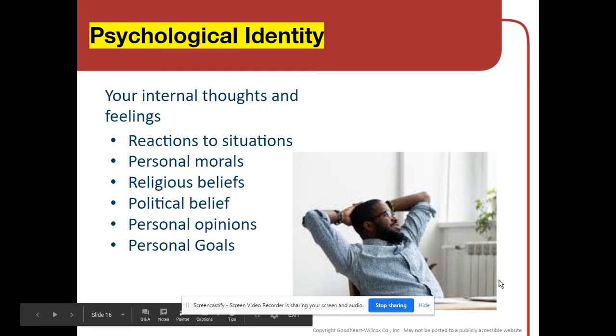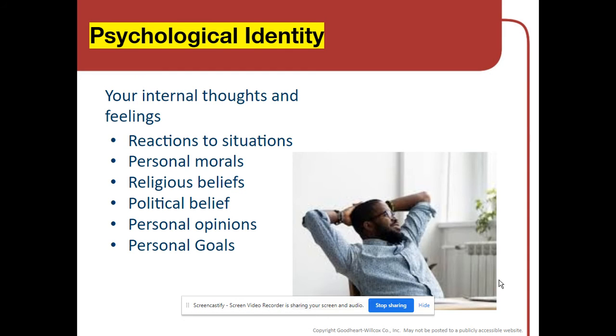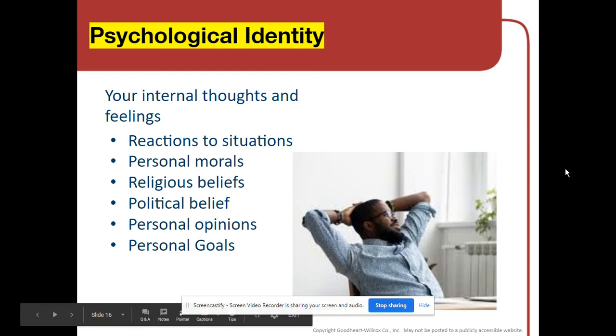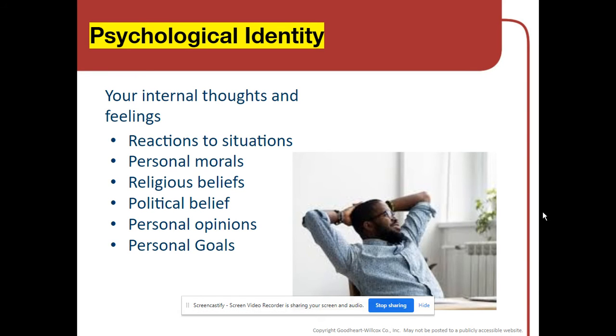Your psychological identity is your internal thoughts and feelings. These could be the ways you react to situations. Are you more calm and passive, or do you like to confront and get in someone's face? Your personal morals and your beliefs, your political aspirations or beliefs, and your personal opinions and your personal goals. Things like, what do you think is the meaning of success? If you were to be successful, what would that look like? You probably have a different definition than somebody else.